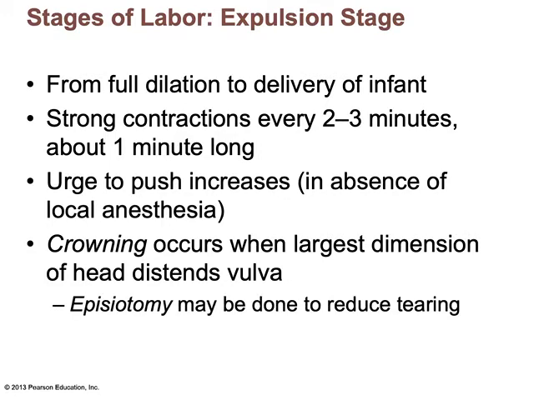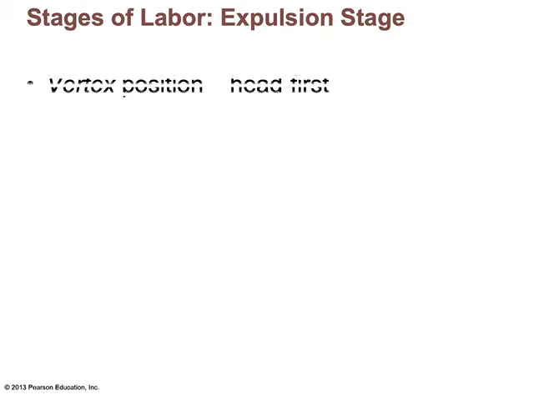Sometimes, if the head is too big, we have to do an episiotomy, and so what we do is we cut you from the perineum in the region between the perineal raphe and the anus and the opening of the vagina. We have to make an incision in order to open up the pathway even more to get the baby's head out. Okay, and that reduces tearing.